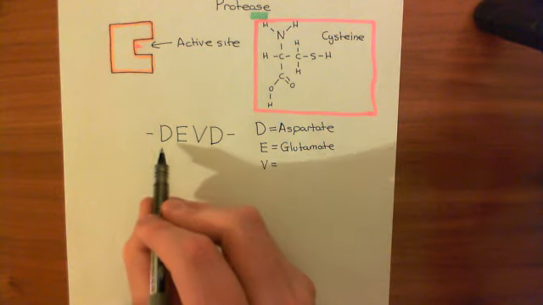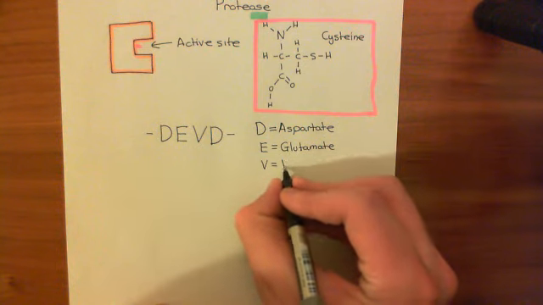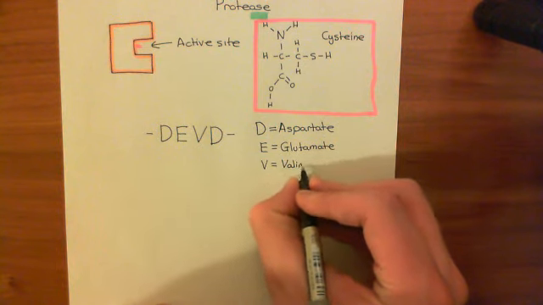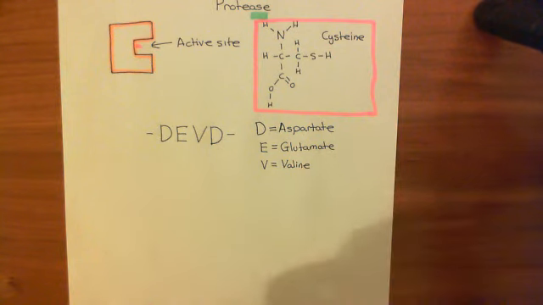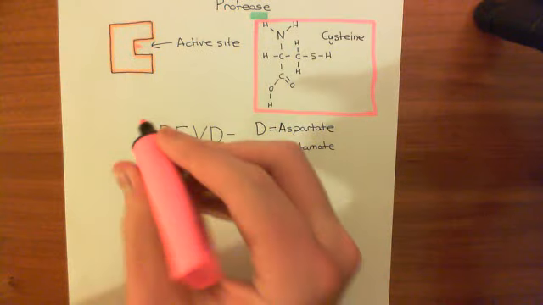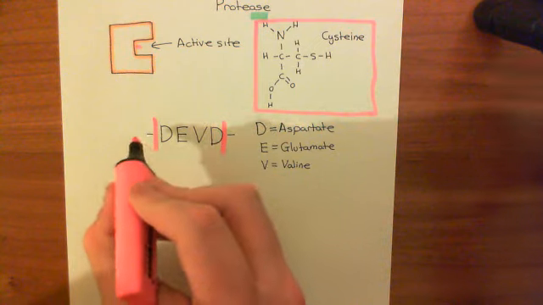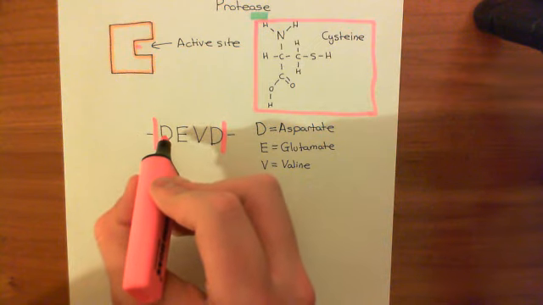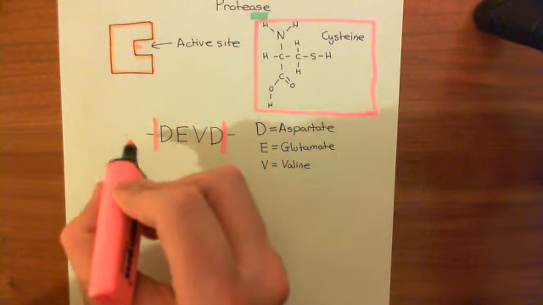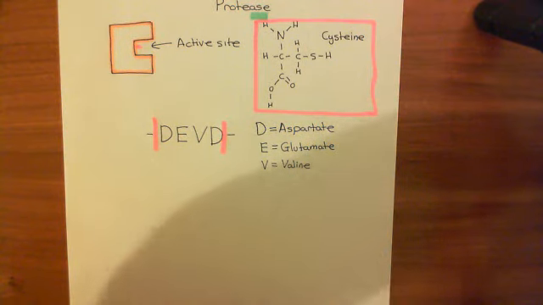So this is effectively aspartate, glutamate, valine, aspartate. Okay, so this is valine. And the caspase enzyme is going to recognize this site, and basically it's going to cut here and here. So it's going to cut the bond between this aspartate here and whatever amino acid was here, and this aspartate here and the amino acid on this side.